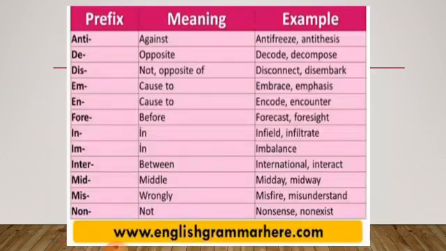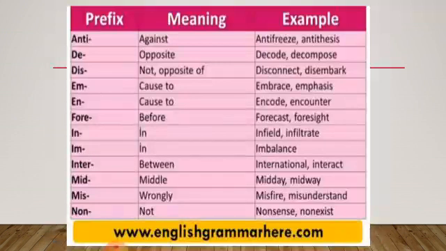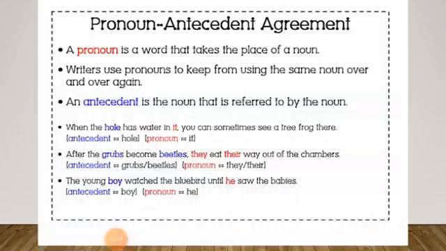Here you can say these are the examples of prefix and these are the examples of suffix. You can see here these are the examples of prefix. Disconnect, disembark, embrace, emphasis, are added. Code, encode, counter, encounter, cast, forecast, sight, foresight. See, balance is a different word, and imbalance when you add im. So these are some examples of suffixes and prefixes. You can take the picture and you can learn it.